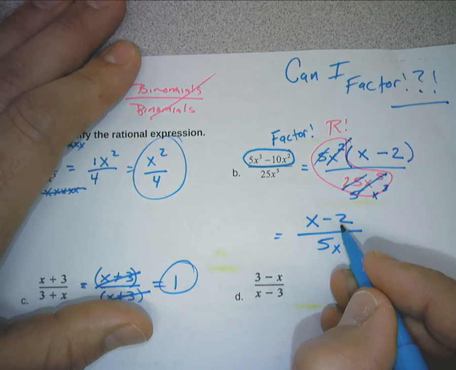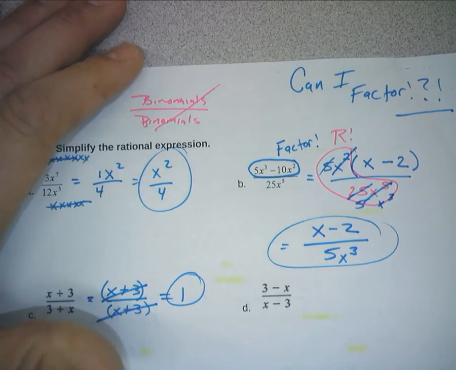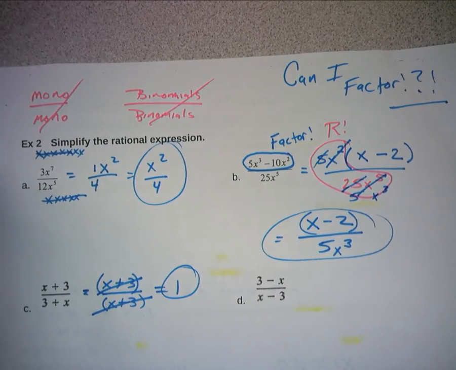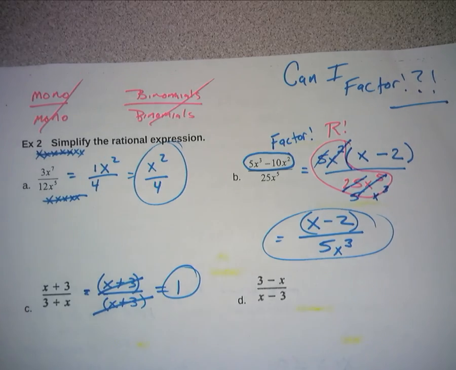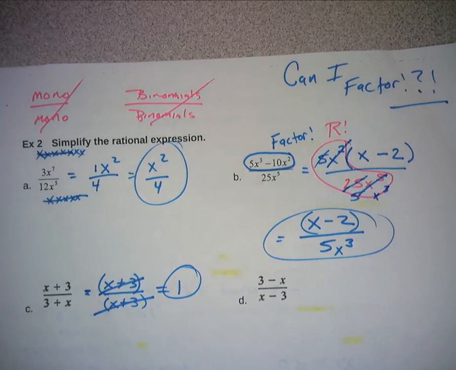On top, I have a binomial. On the bottom, this is a monomial. They don't work together. You either take the whole x minus 2 or you don't take anything. Okay? You can't just take pieces away. You can't do that. Okay? Take the whole thing or nothing at all. You can't just take a little x out of there. Okay, any questions with that?